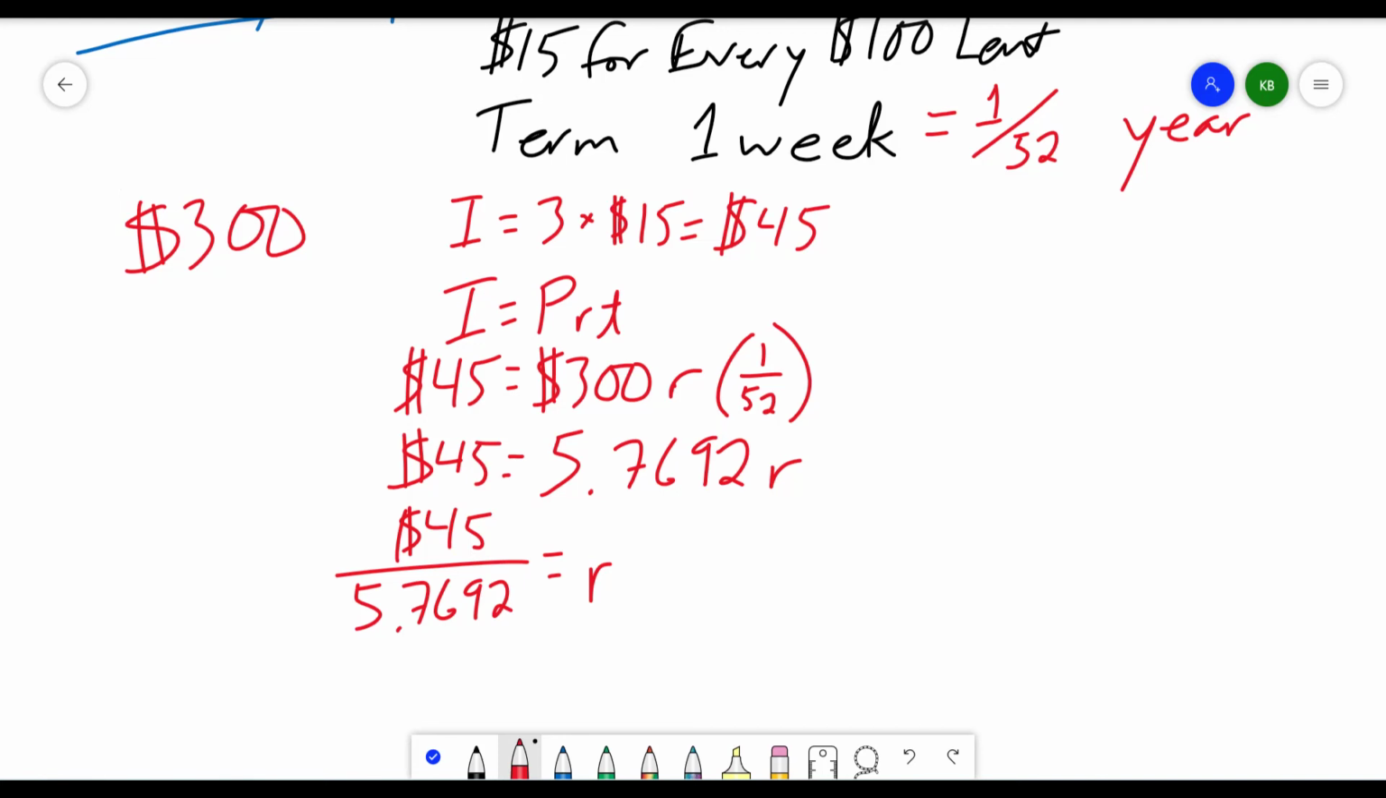So we divide 45 divided by 5.7692. So we get 7.8, a whole bunch of zeros is our rate. Now, if you're thinking 7.8% doesn't sound too bad, remember, this is the decimal form. So to find the interest rate in a percentage, this is actually 780% interest over the course of a year. So this is a huge interest rate.